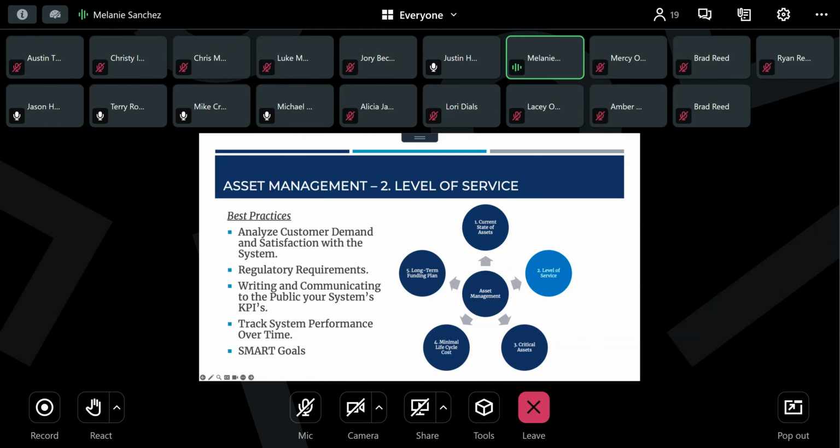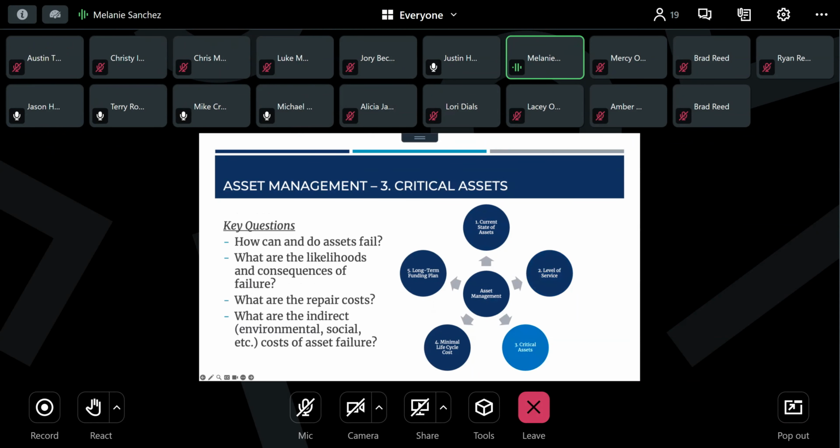Is that what your customers need? Is that what you need as a system? And by defining and meeting these sustainable levels of service, you can improve systems performance and enhance the communication with your stakeholders. The third piece is critical assets.